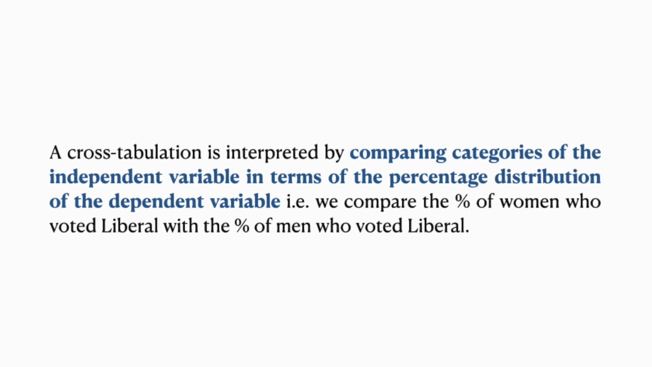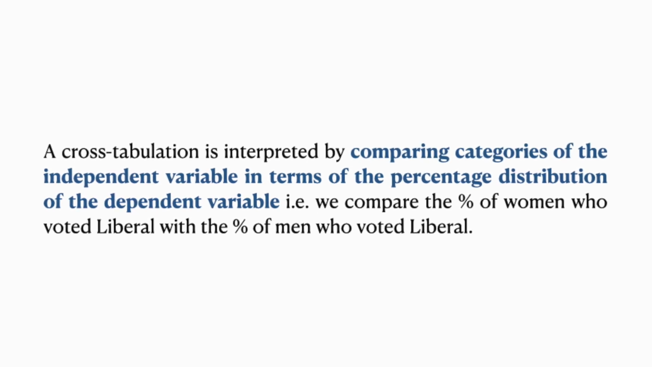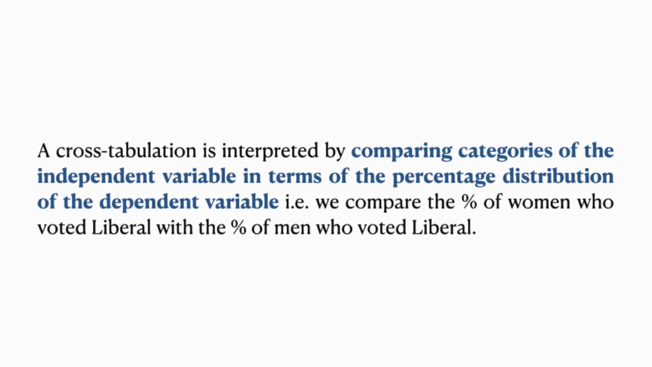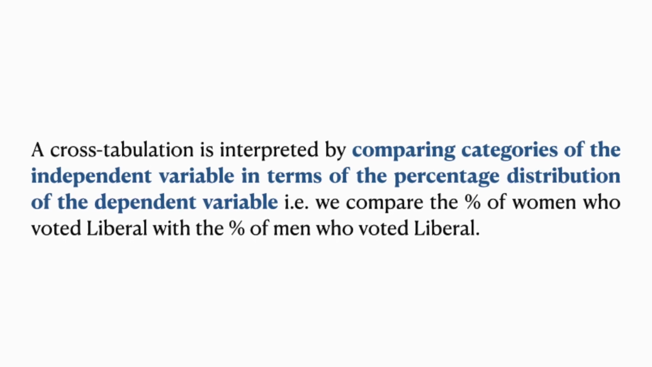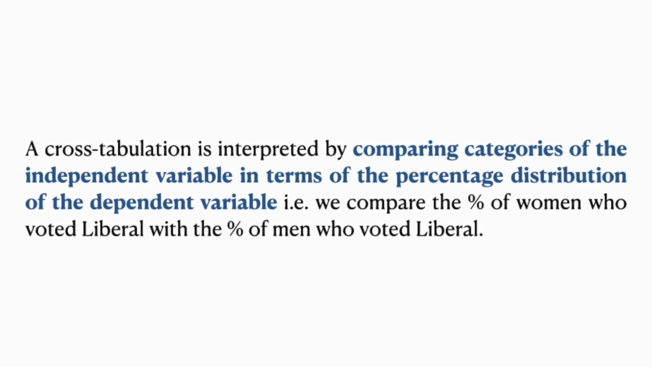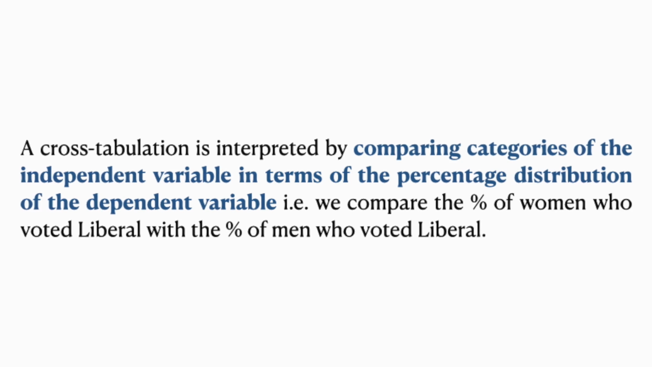This is just like saying, is there a gap in the proportion of the dependent variable across the columns of the independent variable? The bigger the gap, the stronger the relationship. So in this case, if my hypothesis is that women are more likely to vote to the left than are men, I would be looking at the left-leaning parties here. So I'm looking at the gap between women and men.